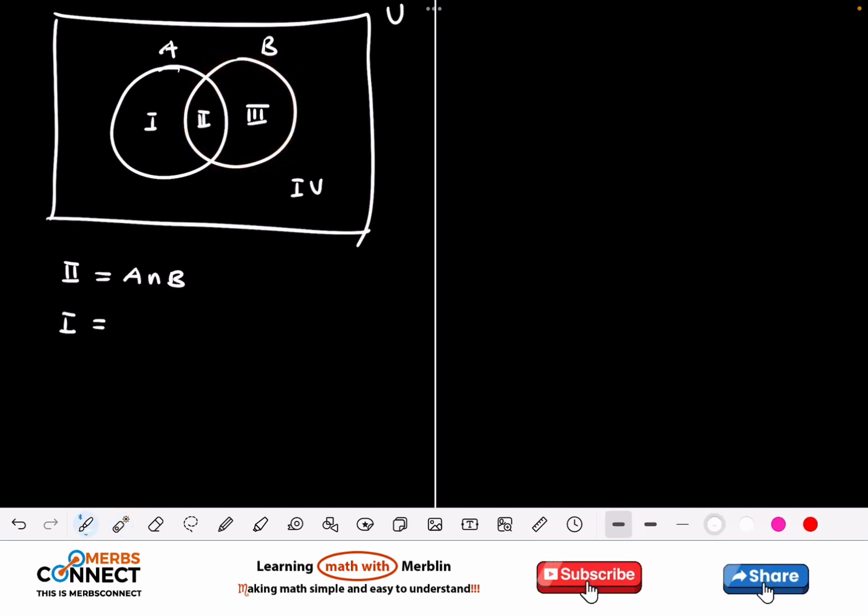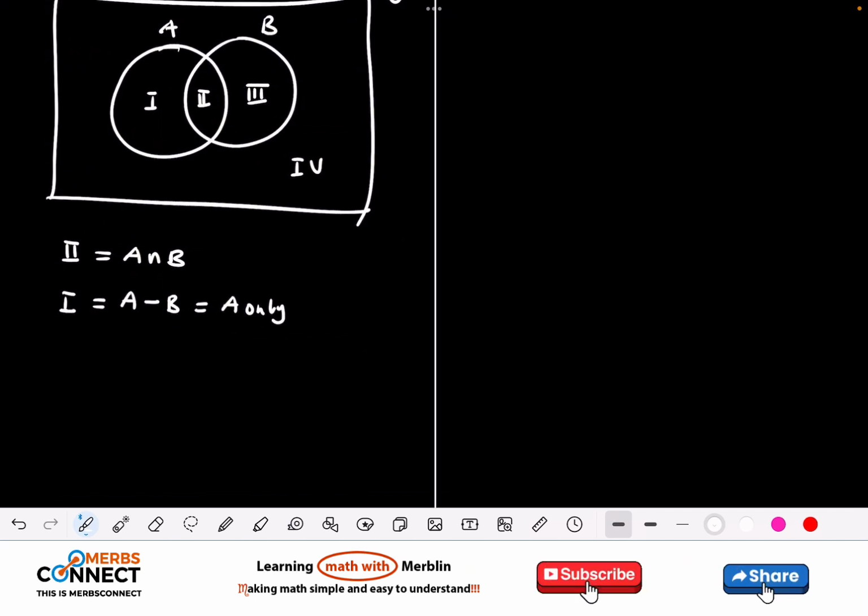So that one is A only. But let's use the other notation that we learned in the previous video, where we were talking about difference. Here we are subtracting B from A, so we have A difference B, and this is the same as A only. Remember we said we can write this as A intersect B complement, which is the same as A only.